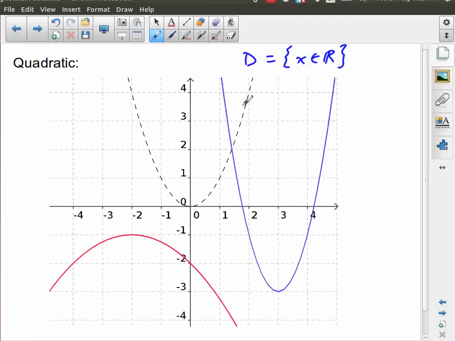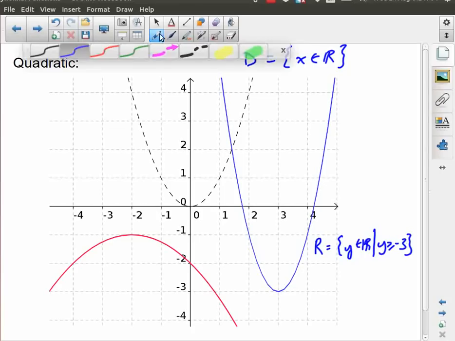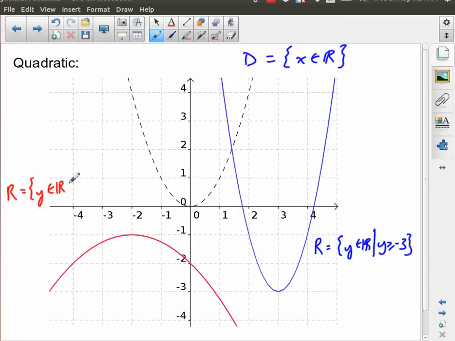For the parent function, what's our range? What are the possible y values? Well, they're all values greater than or equal to 0. Whereas here, for this blue one, my domain is x member of R, and y, in this case, it opens up, so it's greater than or equal to -3. And for the red one, the domain is x member of R, and in this case, here's the new vertex, and that's at -1. So this one is y less than or equal to -1.